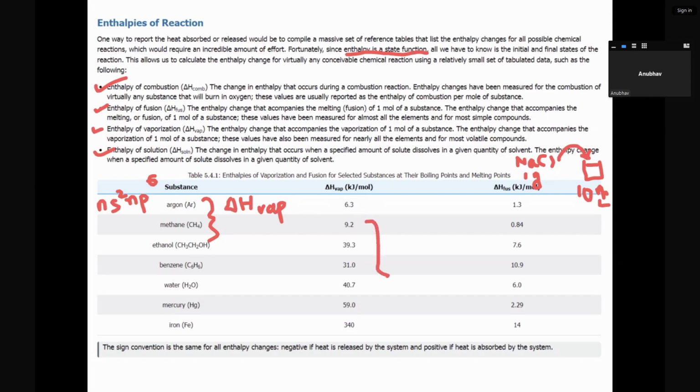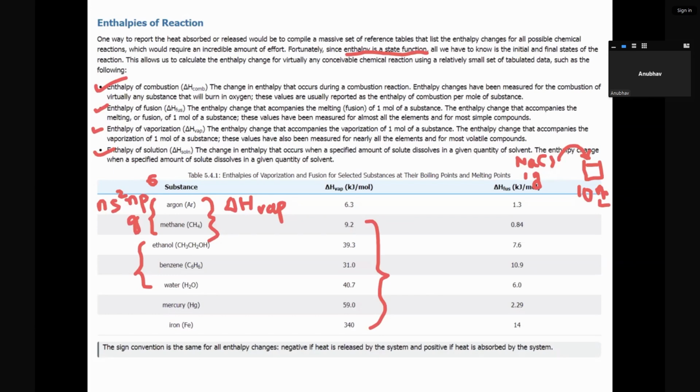But in all these cases, whether it is methane, ethanol, benzene, water, mercury, or iron, the delta H vaporization is much, much higher. You see over here, we have these two as gas, and for gases the delta H vaporization will be low. In case of liquids, the delta H vaporization will be a bit higher. So in case of ethanol, benzene, and water, the delta H vaporization value is much more. Ethanol has 39.3, benzene has 31, and water has 47.